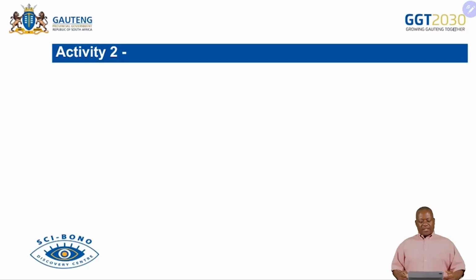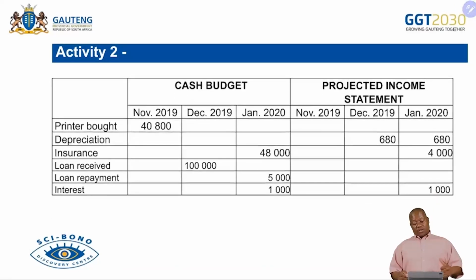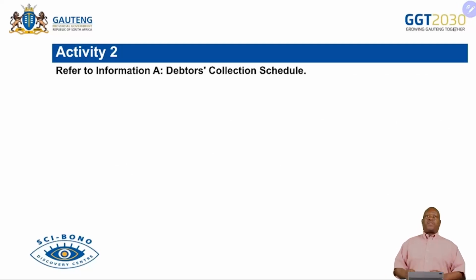Now, let's move on to what it is going to look like at the end. This is the answer. The printer, only in the cash budget, the amount for purchasing it, and then depreciation goes to the projected income statement. Insurance, we are going to say the amount paid appearing in the cash budget and the expense for the month being the amount for every month going forward. This is how it appears and it's straightforward.